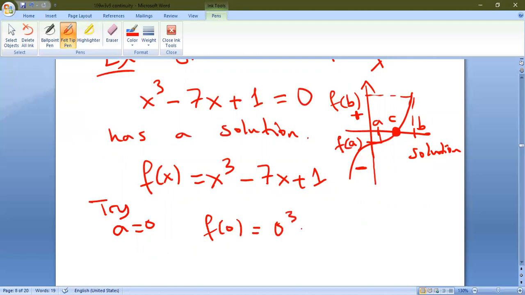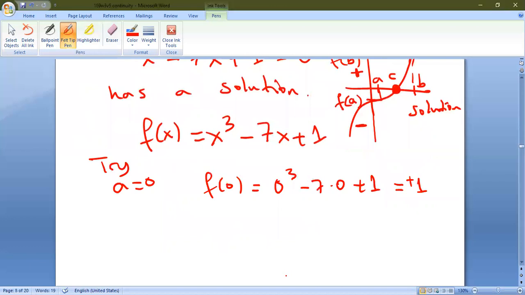0 cubed minus 7 times 0 plus 1. Okay, this is plus 1. This is something positive. Maybe this is not what I want, but okay, I can try maybe something else.